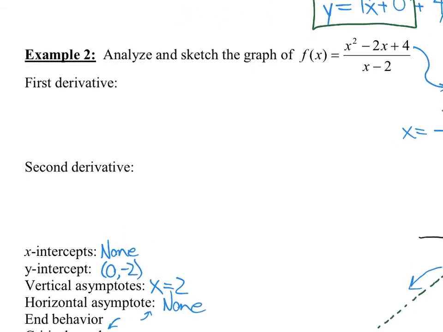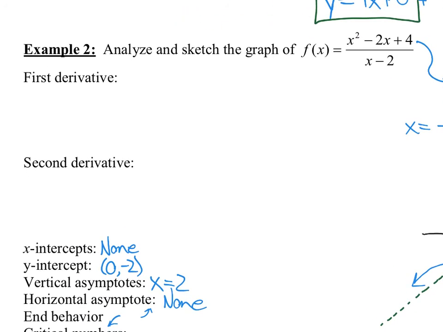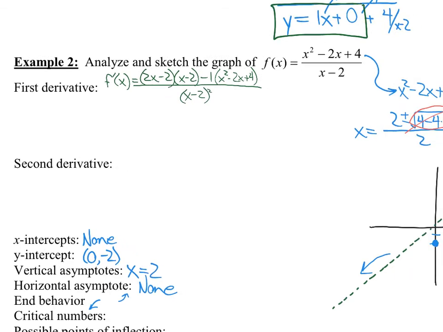Okay? So let's take a look at our first derivative. Alright? We need our first derivative. We're going to use the quotient rule. F prime of x is (2x minus 2) times (x minus 2), minus 1 times (x squared minus 2x plus 4), all over (x minus 2) squared.